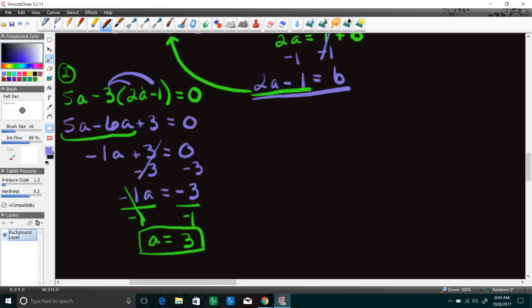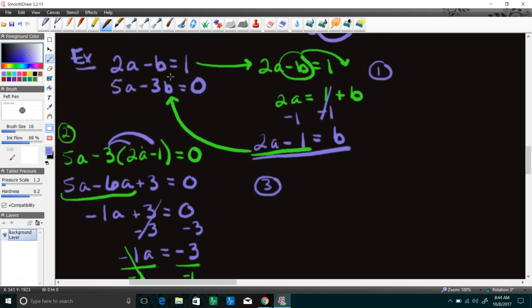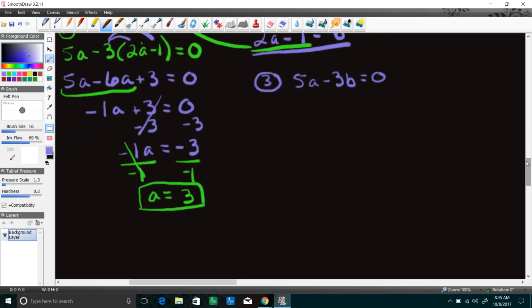Now we're on step number 3, which is to find the other variable. So I'm going to scroll up and just look at the ones I have. I have these from my original. I'll use the second one just for something different. So I'm going to rewrite it right here. 5a minus 3b is equal to 0. So I'm going to plug in my a into this a, which will give me 5 times 3 minus 3b equal to 0.